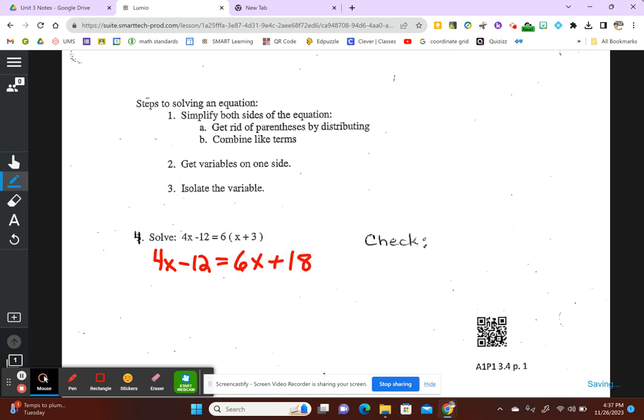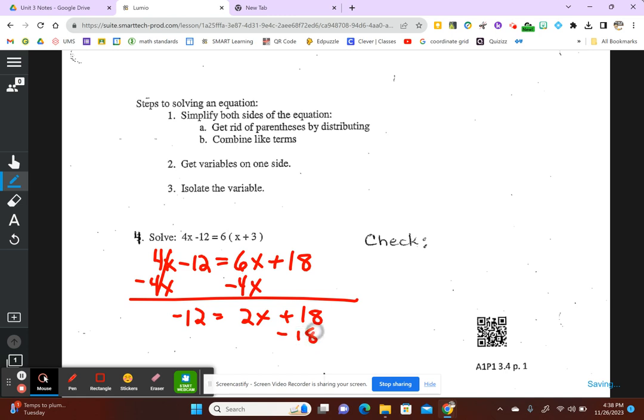Now I could either subtract 4x from both sides, or I could subtract 6x from both sides. I'm going to subtract 4x, and I get negative 12 equals 2x plus 18. Now I'm going to subtract 18, and I get negative 30 equals 2x. Divide by 2, divide by 2.